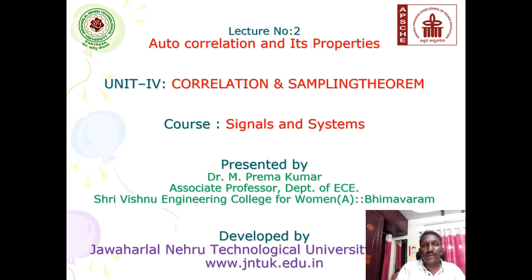In this lecture, we will discuss autocorrelation and its properties. Autocorrelation is a special form of cross correlation. It is defined as the correlation of a signal with itself. So f1 of t equal to f2 of t is equal to f of t.